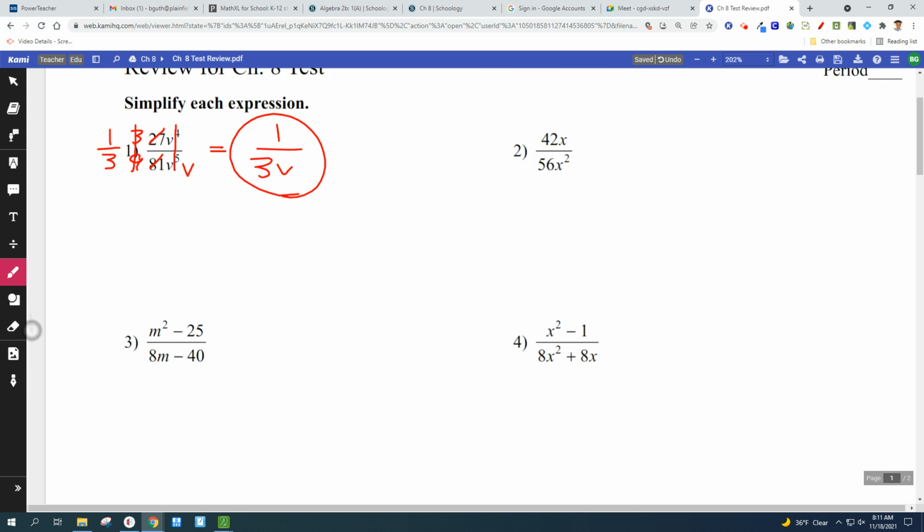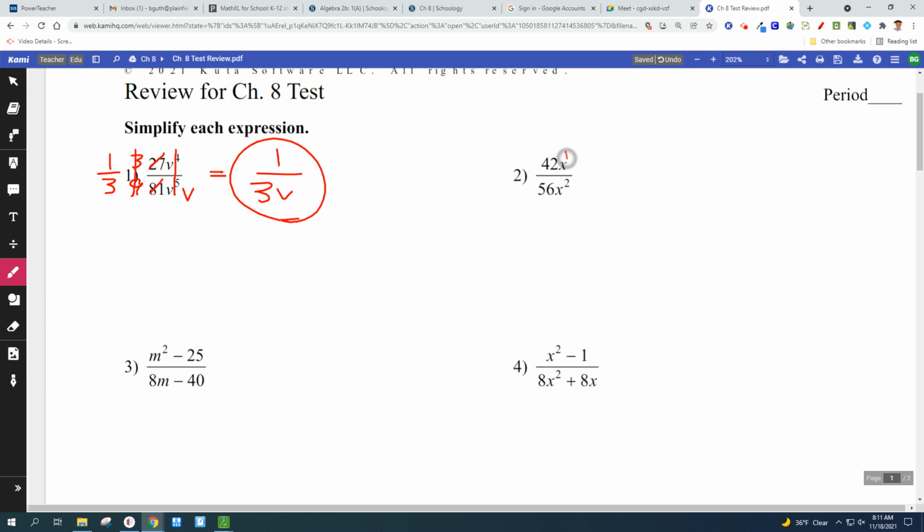So let's just do them all. I'm going to knock out one of the x's. I'm left with an x on the bottom. Both of those numbers are divisible by 7. Divide by 7, you get 6. Divide by 7, you get 8.